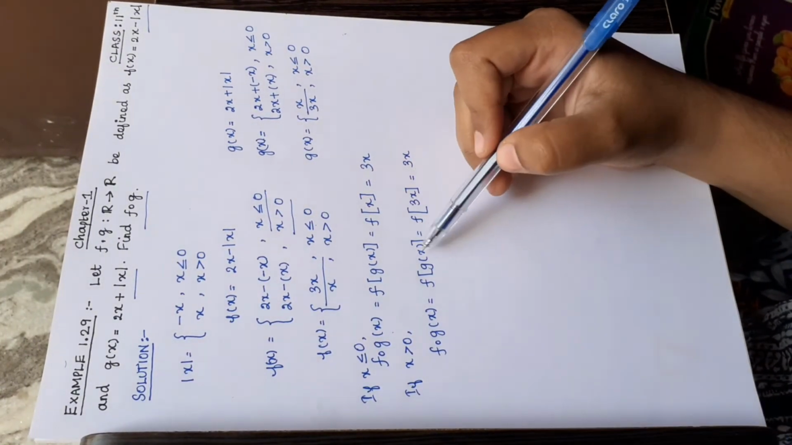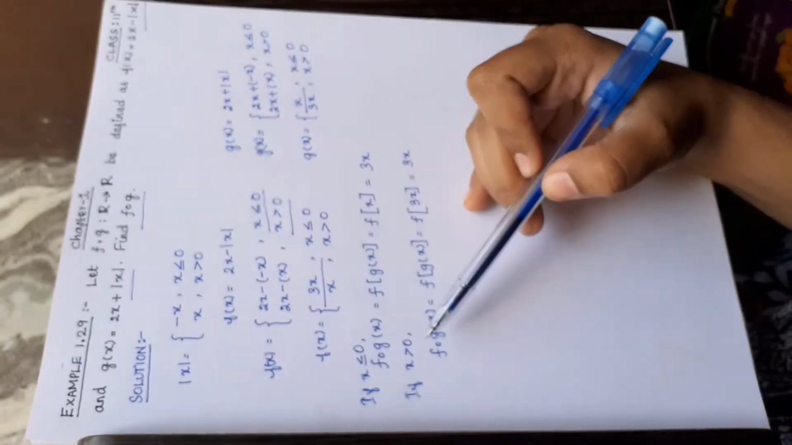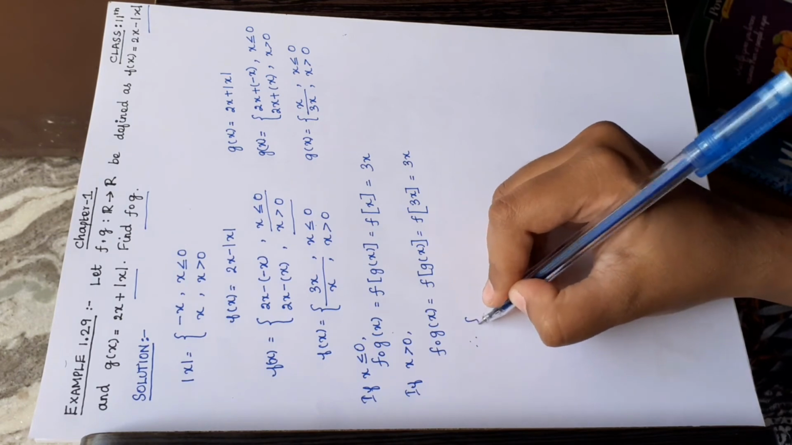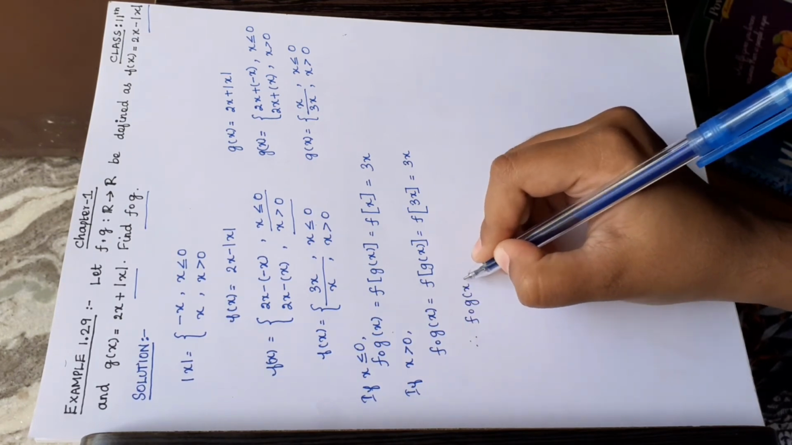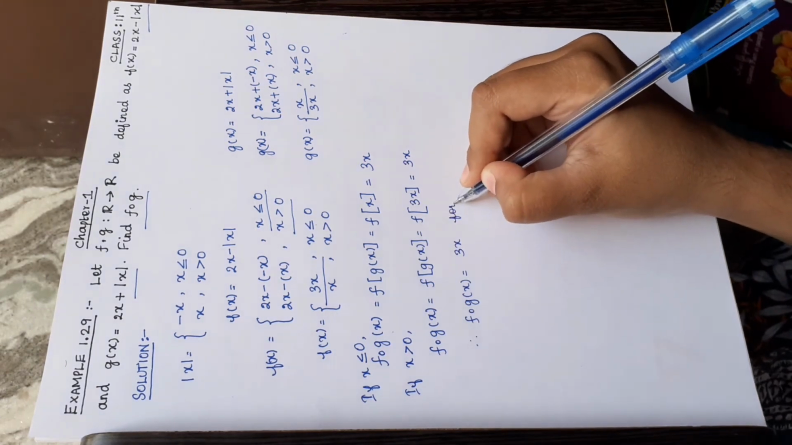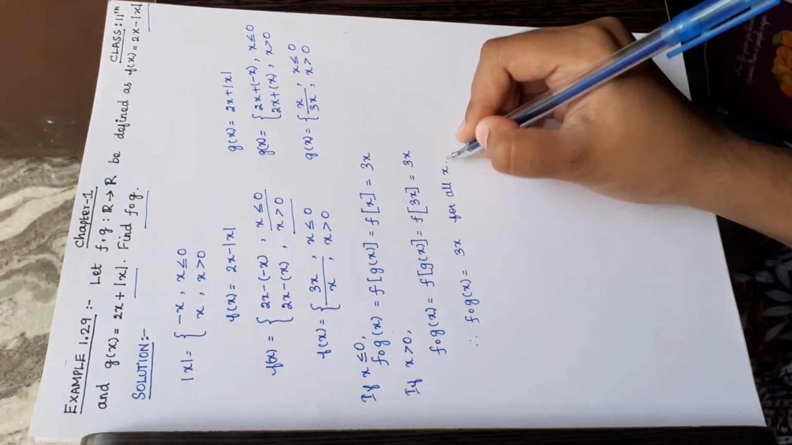So in both the cases when x is less than or equal to 0 and greater than 0 we got the same answer. So we can say therefore f of g of x is equal to 3x for all x. That's all.